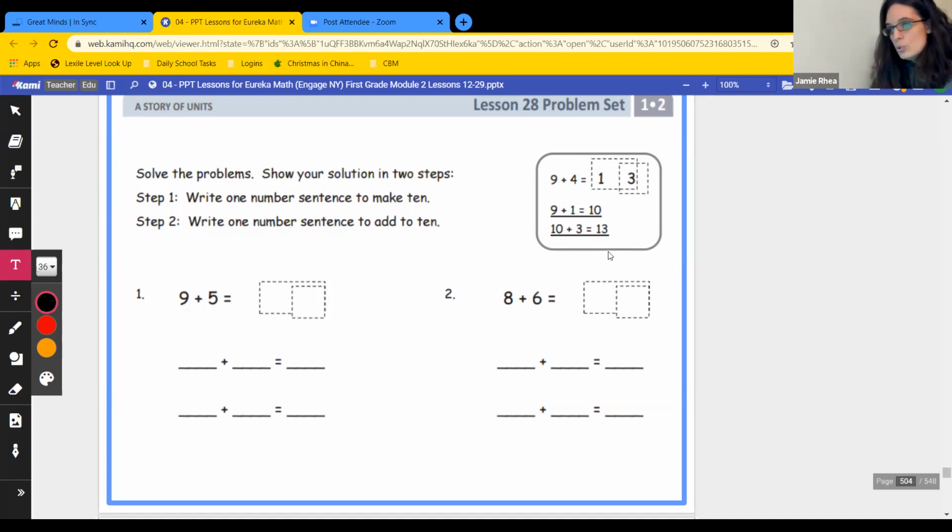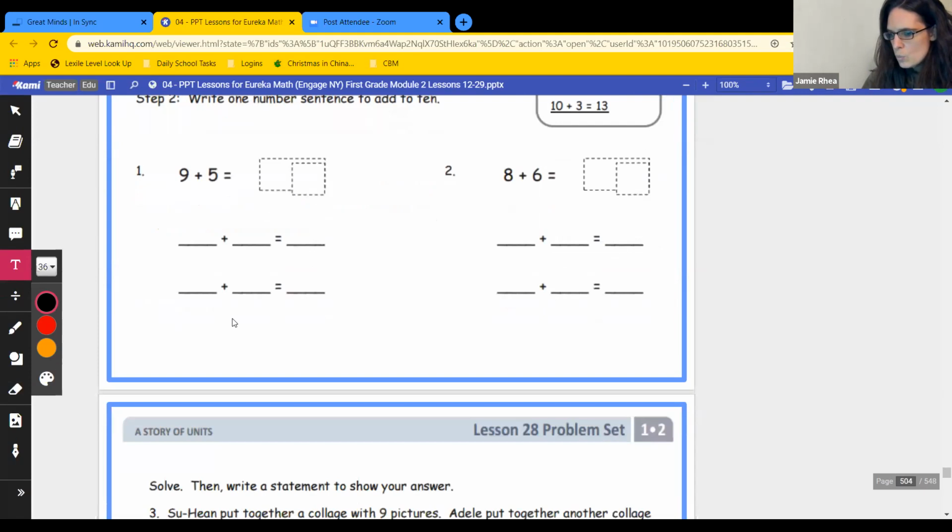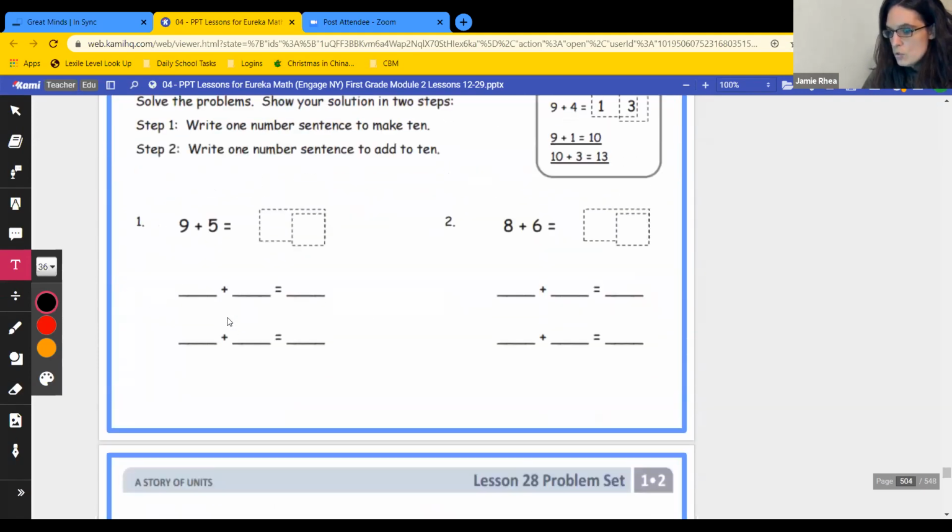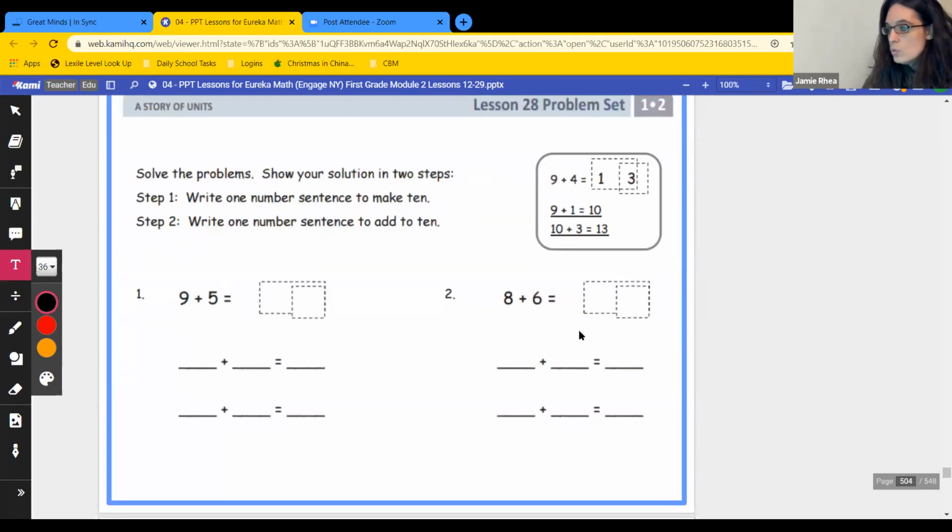Now, if you need to do the 10 frame to help you visualize it, you can do it on your personal whiteboard, or if you want to draw it out on here, you can do that also, okay? So let's look at numbers 1 and 2. I'm going to do number 1 with you. You are still going to fill it in on your own, but you're also going to do number 2 on your own, okay? So let's look.